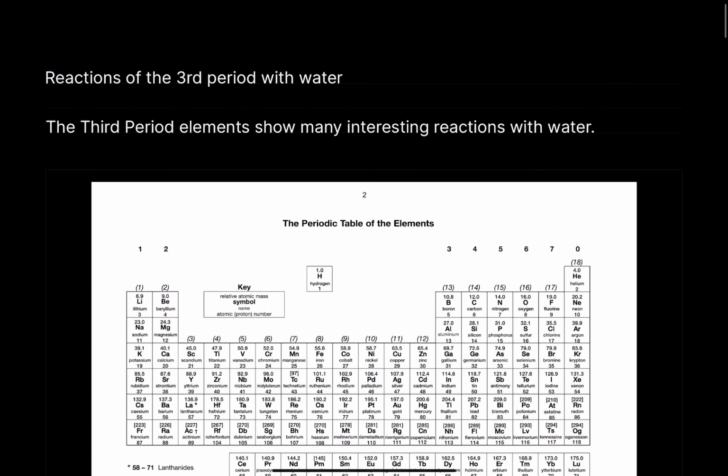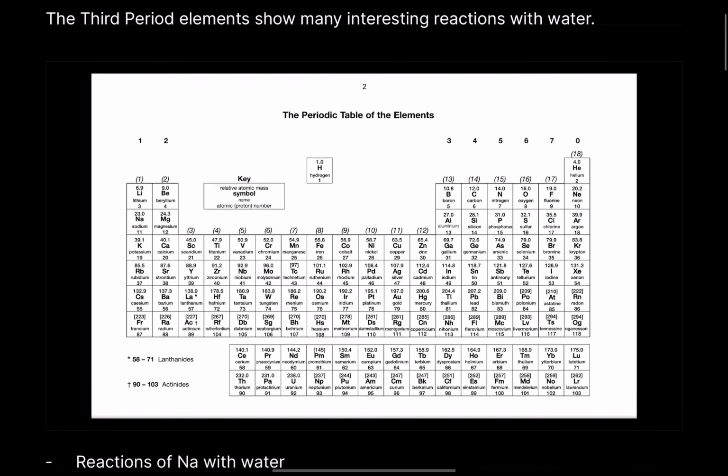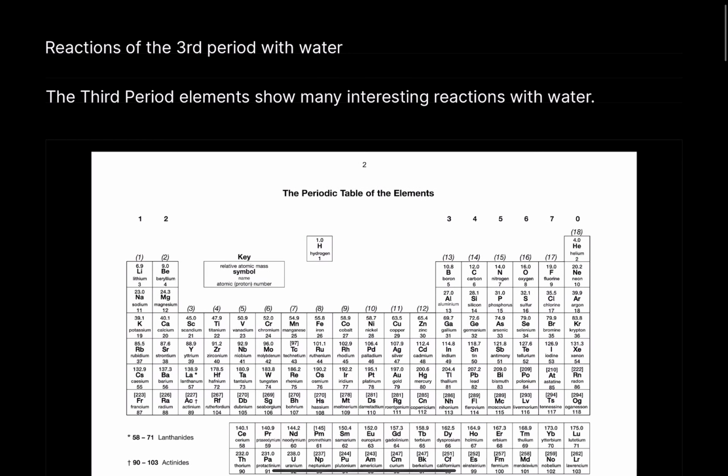So, reactions of the third period with water. The third period elements show many interesting reactions with water. Now, we understand that groups go down the periodic table, and periods go across the periodic table. And the one that they would like to focus on the most is period 3, being this one here. So that's the one they like to focus on the most.